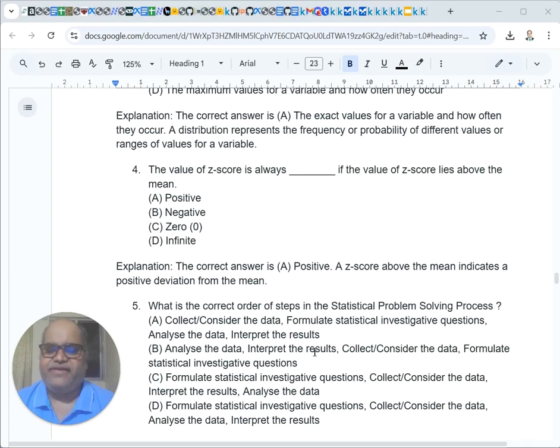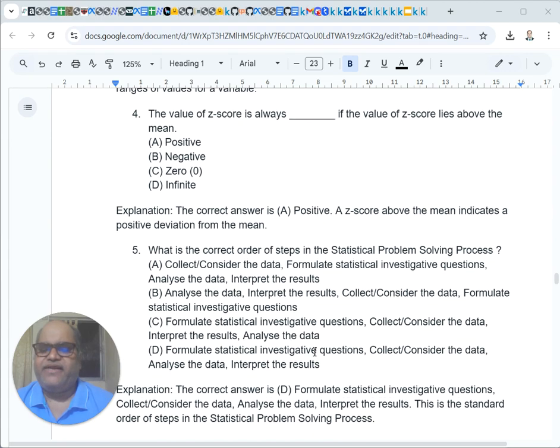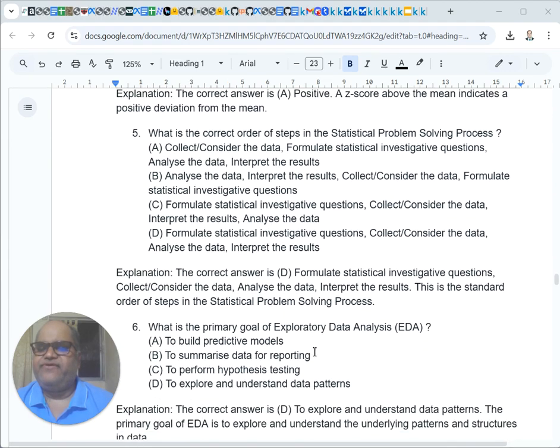And if you see analyze the data, interpret the result, right? That's the correct order. Now the choice is whether you first collect the data and then formulate what question you want to investigate. If you see, the better option here is to already have some idea about what you want to do, right? So that's why you go for option D.